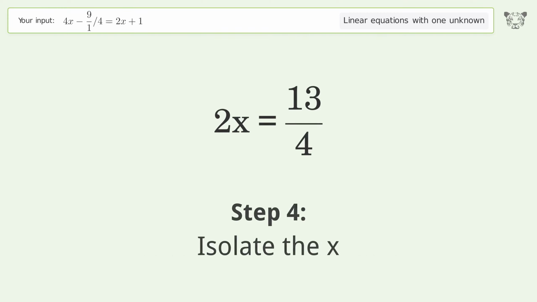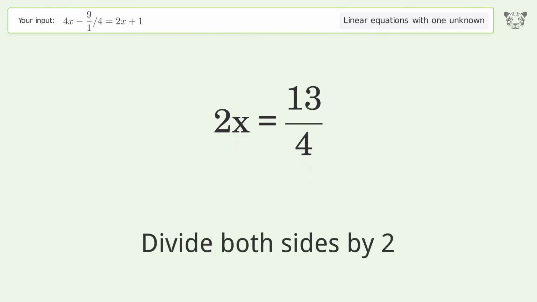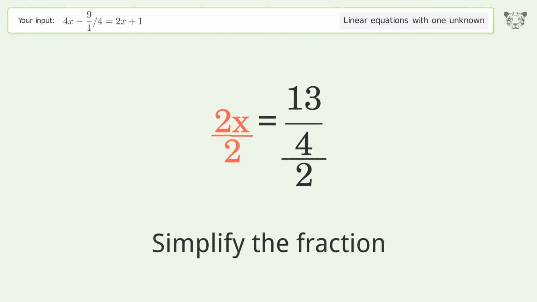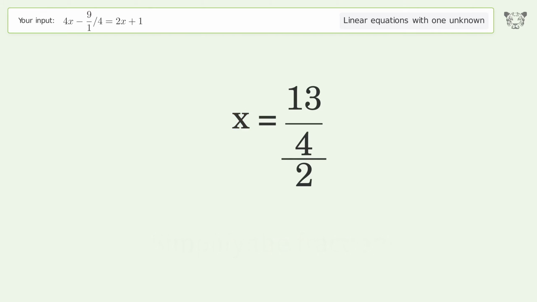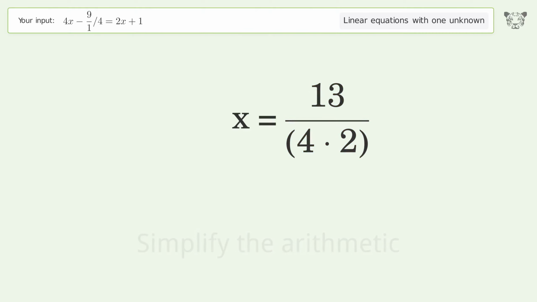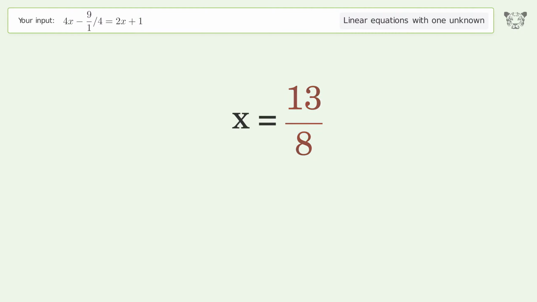Isolate the x. Divide both sides by 2. Simplify the fraction. Simplify the arithmetic. And so the final result is x equals 13 over 8.